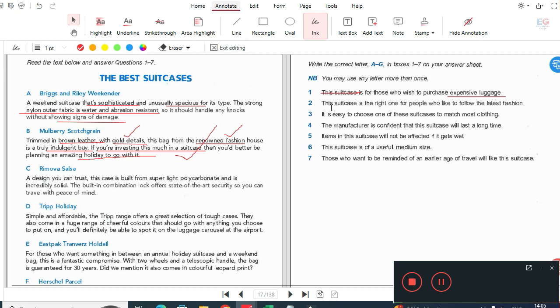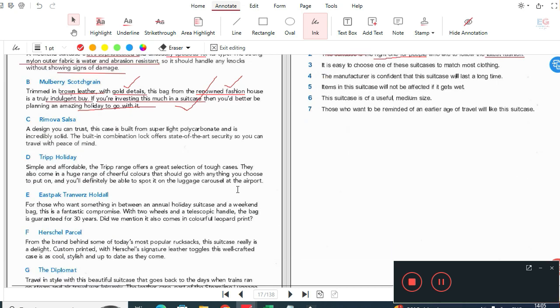Now let's move to the next one. This suitcase is the right one for, so let's underline the keywords first: right one for people who like to follow the latest fashion. Okay, so we just have to find which one that is. Let's read the next one.